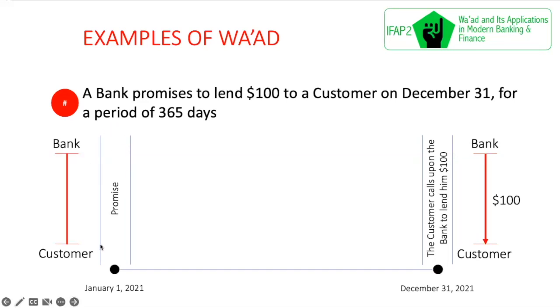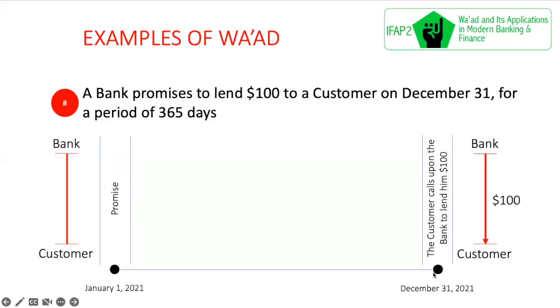So on this date, this promise is given by the bank. Now, this promise can be given in the form of a letter. So I receive a letter from my bank, a Rayan bank, for example, or any other bank I deal with. And the bank says that we are promising, we undertake to lend you $100 at the end of the year if you require this much money, and this will be an interest-free loan given to you. When December the 31st comes, the customer, me, I call upon the bank to lend me $100.